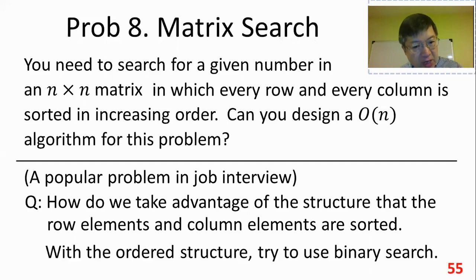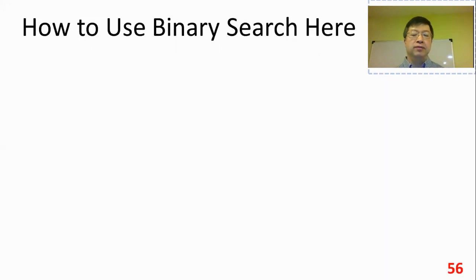We already have this kind of experience. With an ordered structure, we know we should try to use binary search. In binary search, you don't need to look at all the elements. You only need to look at part of them. Why? Because you can make very good predictions to eliminate a large number of elements. So here, let's use the same idea. How do we use binary search here?